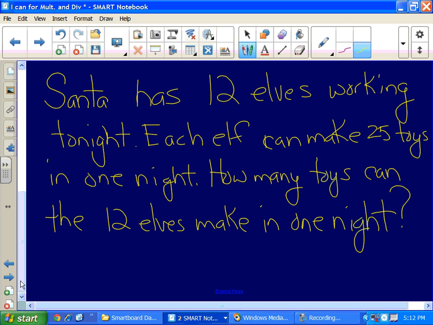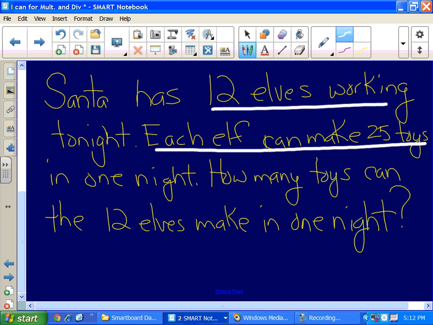All right. So let's take a look at the information that's given to us. We know that there are 12 elves working. Each elf can make 25 toys in one night. So we have the information. We know the number of elves. We know how many toys each of the elves can make. So I know my groups. I know how many are in the groups. So let's look at our question. How many toys can the 12 elves make in one night? So that's putting all 12 elves together, what they made. So we know we're missing the total.